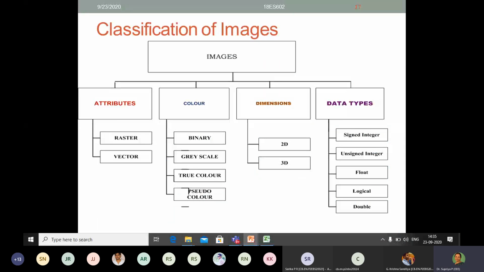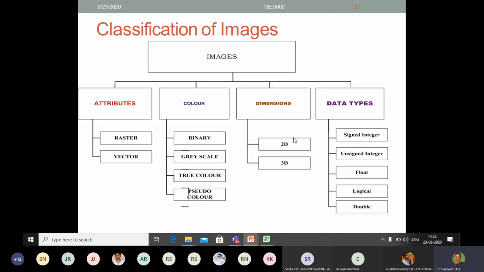Next, we will go on to the classification of an image. When we talk about images, we would like to say that images could be represented based on attributes as raster and vector, and color images, which, as I mentioned earlier, could be binary, grayscale, true color, or pseudo color. I'm not discussing that here, though it exists. It is more complicated than the usual color image.